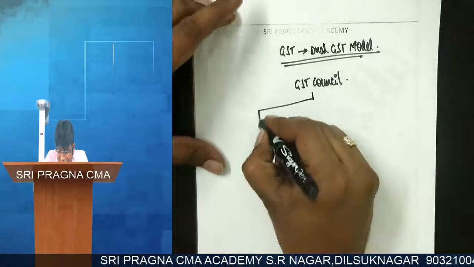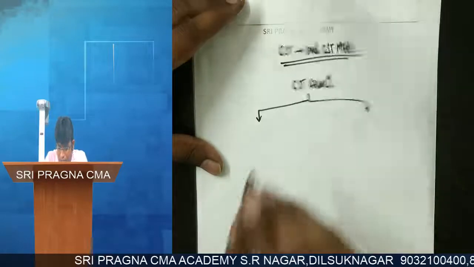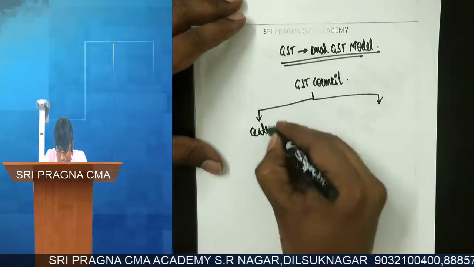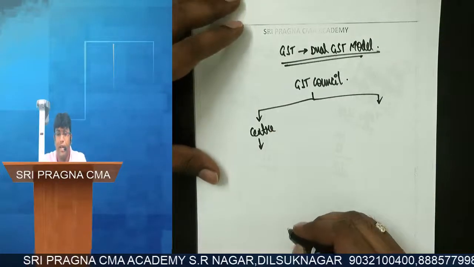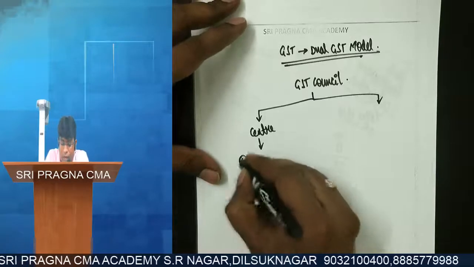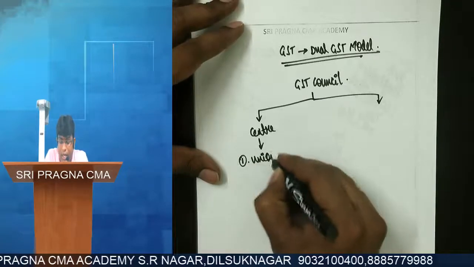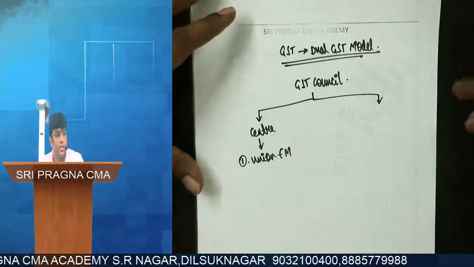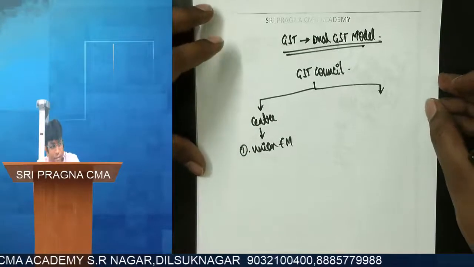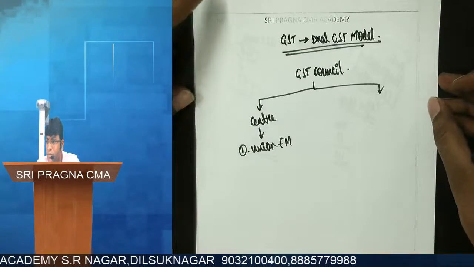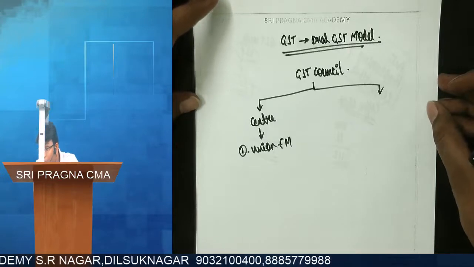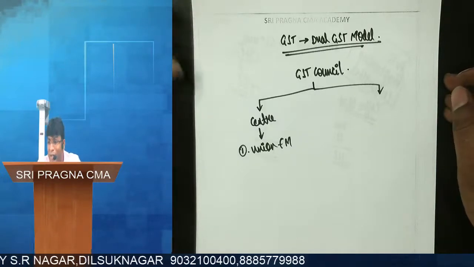In the GST Council, from the center side, there are 2 members. Number 1, the Union Finance Minister. Who is the present Union Finance Minister? Nirmala Sitharaman. Wonderful. Thank you very much.